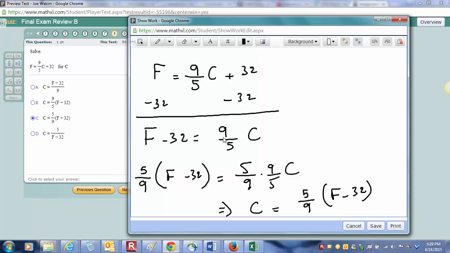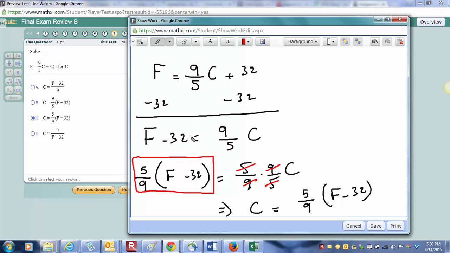So I multiplied this by 5 over 9 and this side by 5 over 9, because if you multiply a number by its reciprocal, you end up with 1. So the final answer would be c equals 5 over 9 times F minus 32. So as you notice here, 5 and 5 cancel, 9 and 9 cancel, so you end up with C, and that would be the final answer. C equals 5 over 9 times F minus 32.